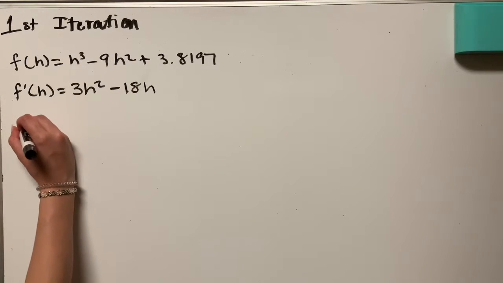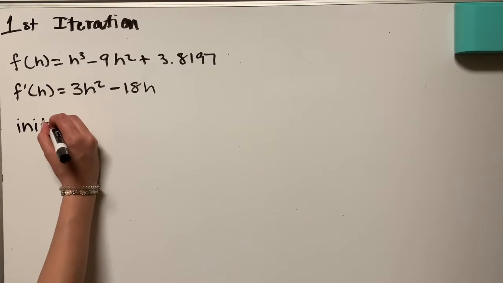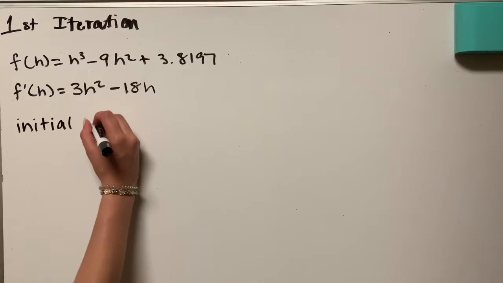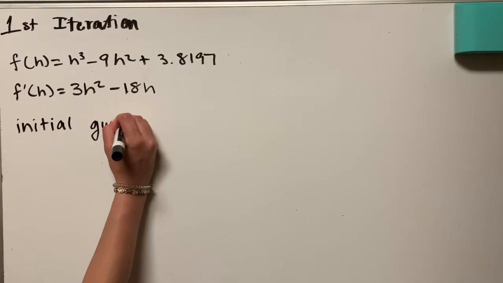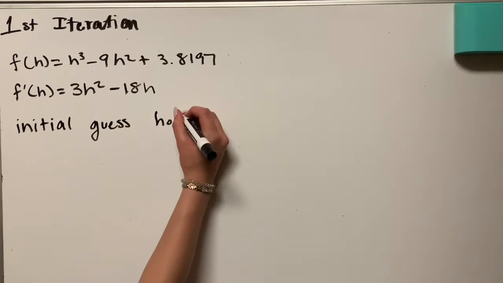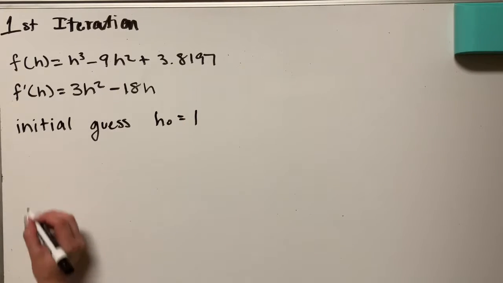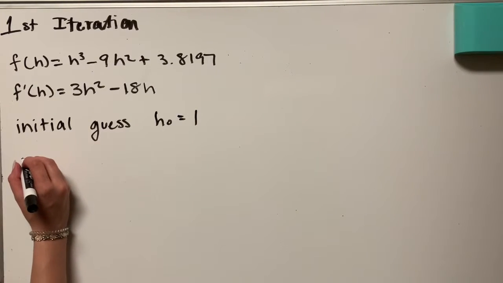Now we need to begin with an initial guess. They didn't give us an initial guess, so the best possible guess that you could take would be something that's close and also a whole number to the value that you're looking for. Now the initial guess here would be h0 equals 1.